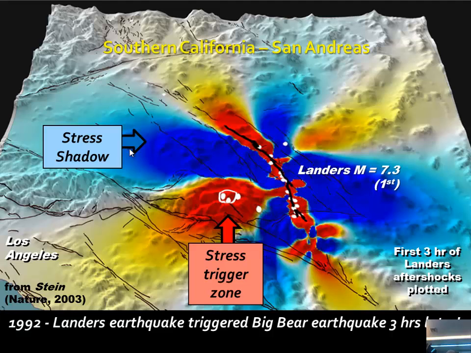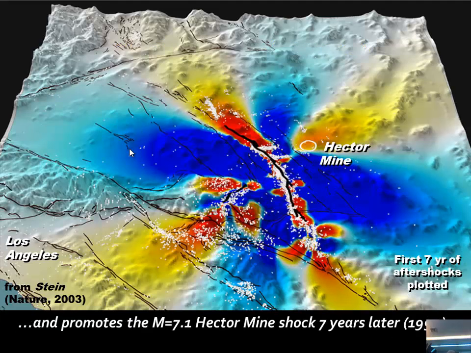So it triggered this Big Bear earthquake. And then here is the first 7 years of earthquakes. And now here they show it better, where the epicenter of the Hector Mine is right in the increased shear stress, or increased Coulomb stress, but it did continue into these stress shadow areas.